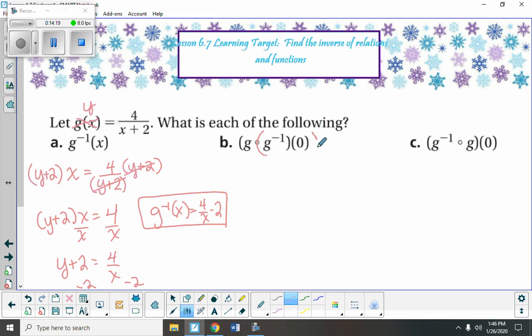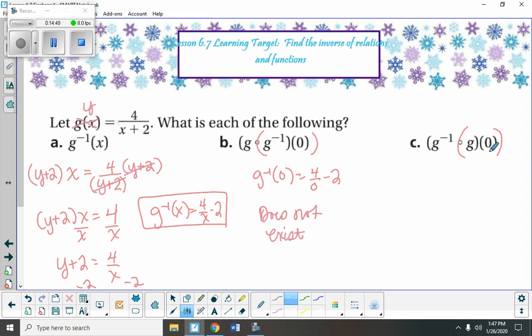All right, and the next example says find g of inverse of 0. So from the inverse function, we're going to find the value of that when x is 0. So g inverse of 0, going in right here for the x because that's the inverse function, would be 4 over 0 minus 2. Again, we ran into a 0 in the denominator, so this does not exist. Can't go any further.